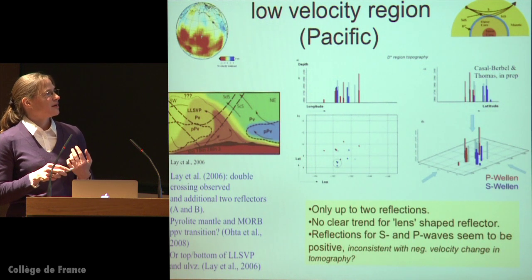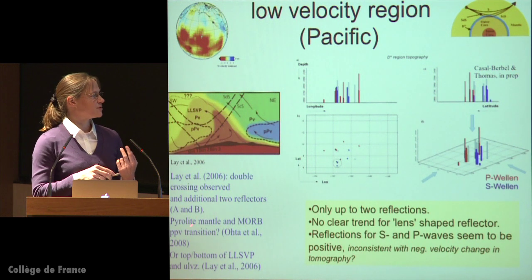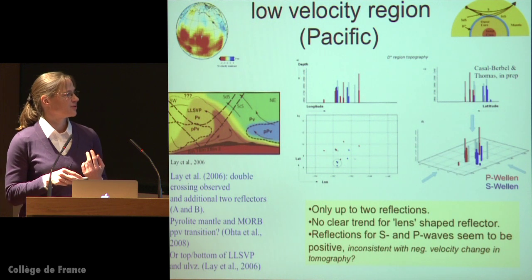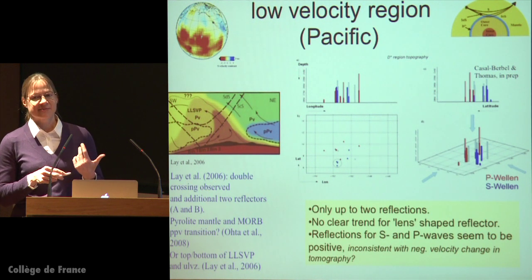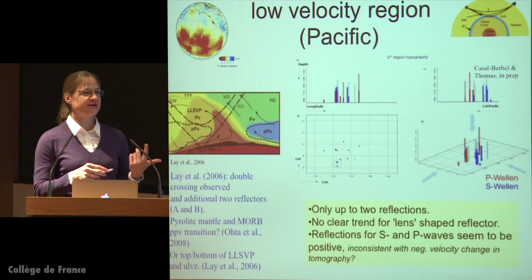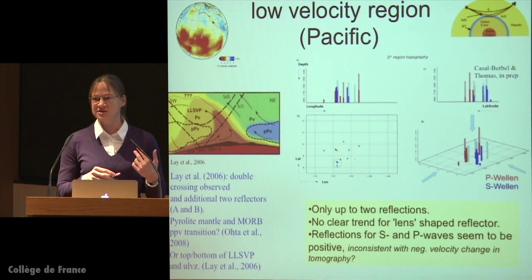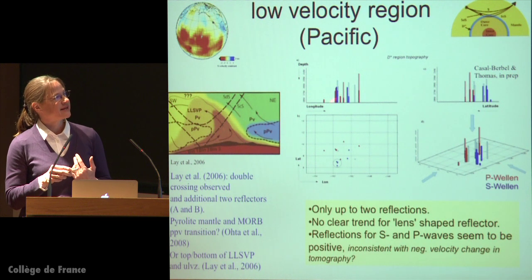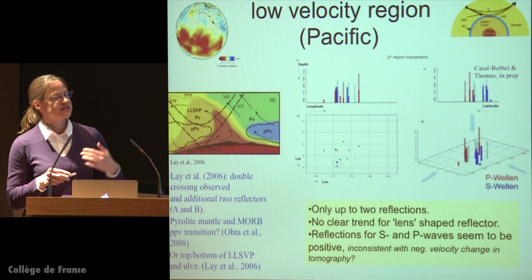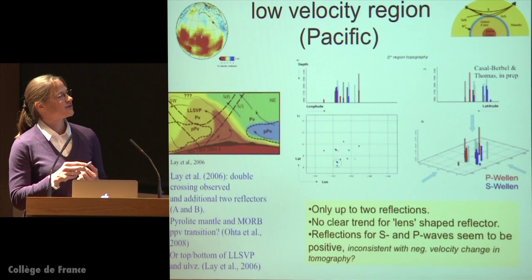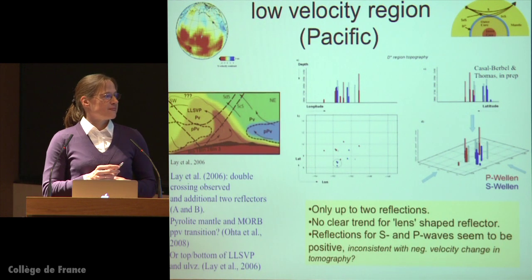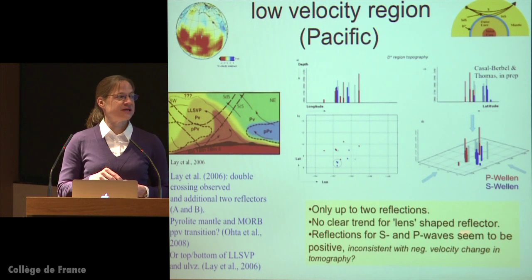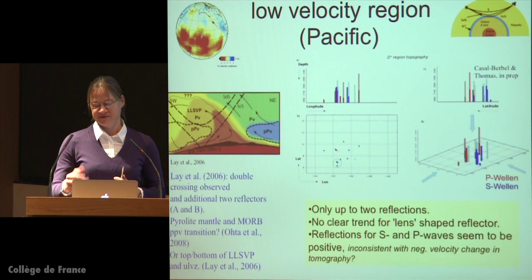They saw at least 2 reflectors, up to 4 actually, in a study by Ota et al., and they were explained as phase transitions in pyrolite, MORB, and an ultra low velocity zone. We looked at the same region with our methods, and we do find up to 2 reflectors, but we don't see this decrease at the edge of this low velocity zone. But the reflections for the P and S waves seem to be positive in this region.